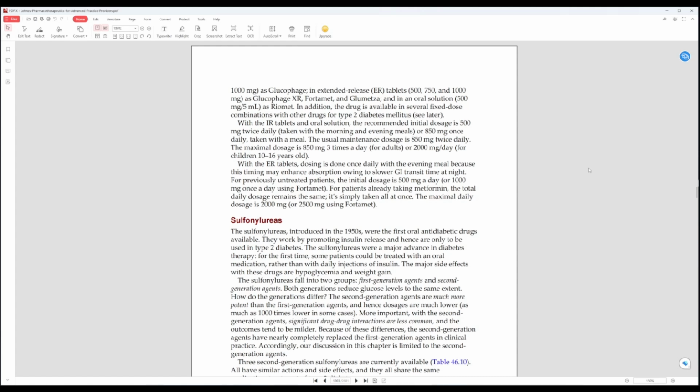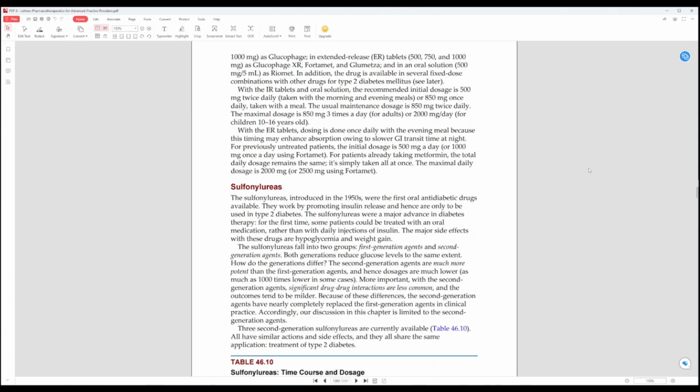For previously untreated patients, the initial dose is 500 milligrams per day. For patients already taking metformin, the total daily dosage remains the same. It's simply taken all at once. The maximal daily dosage, again, is 2000 milligrams.